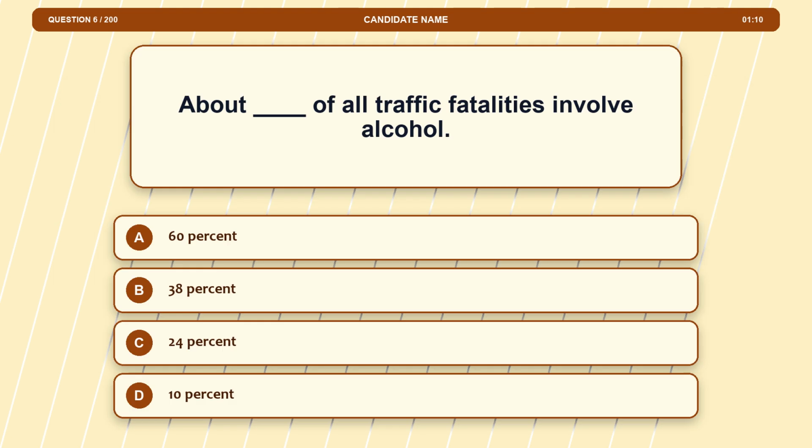Question 6. About blank of all traffic fatalities involve alcohol. Option A. 60%. Option B. 38%. Option C. 24%. Option D. 10%.